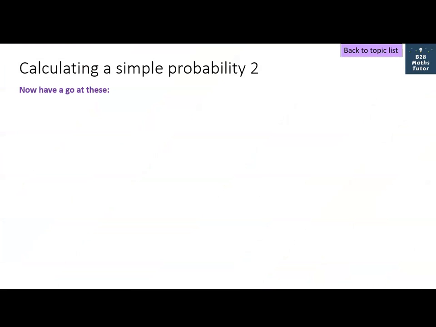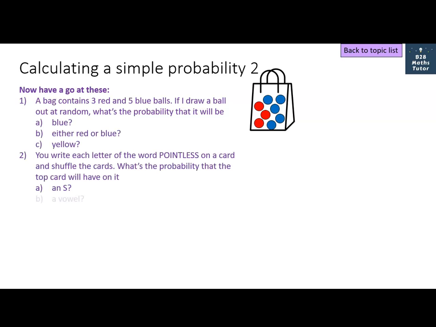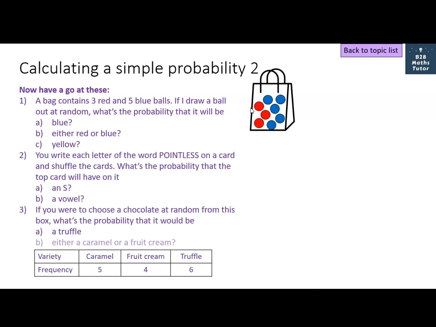Now have a go at these ones. We've got a bag with red and blue balls in it. We've got the letters of a word written on cards. And we've got a box of chocolates. So pause the video, work out your answers, and press play when you're ready to go through them.